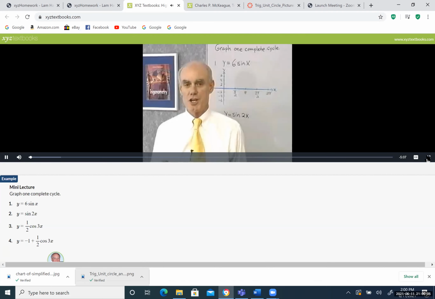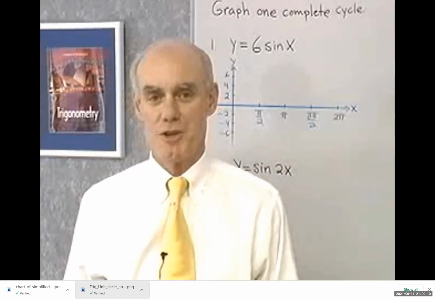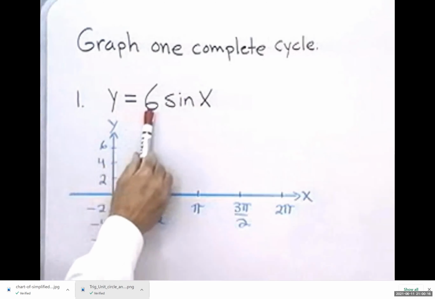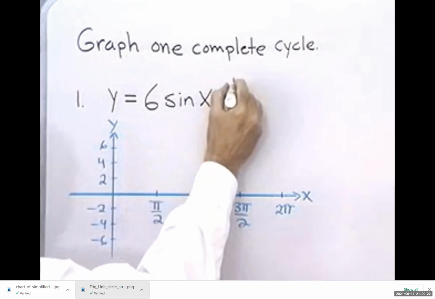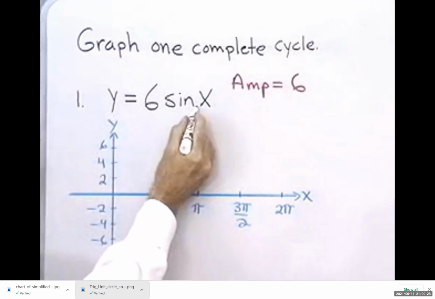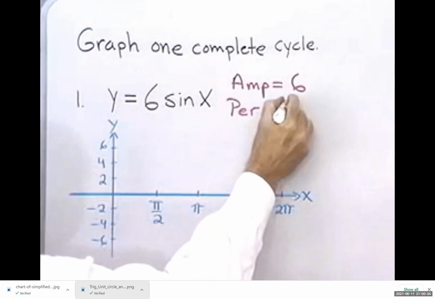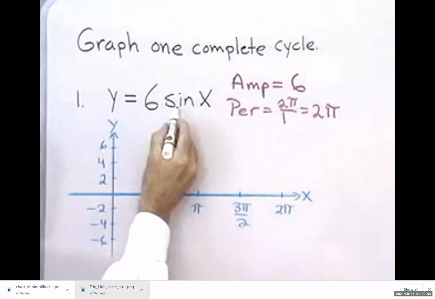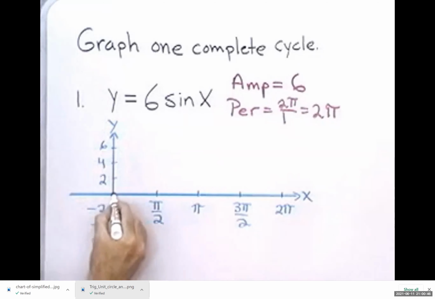In this section, we look at how changes in some of the coefficients in the equations for the trigonometric functions affect the amplitude and periods of the graph. First problem I've written over here is graph 1 complete cycle of y equals 6 sine x. We know that this coefficient tells us the amplitude, so this graph will have an amplitude of 6, and the coefficient in front of x tells us the period. The period will be 2 pi divided by this coefficient, which is 1, so that's 2 pi. So I have a sine curve with an amplitude of 6 and a period of 2 pi. That graph is going to start at the origin.